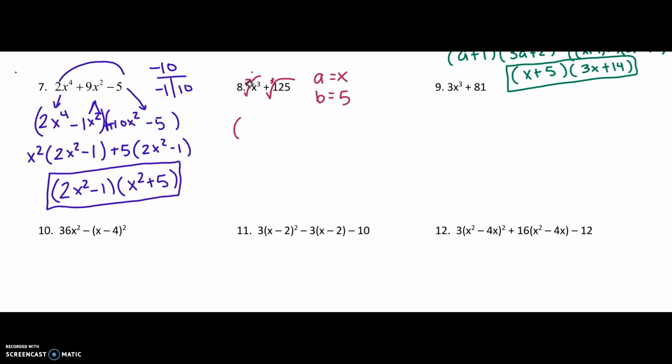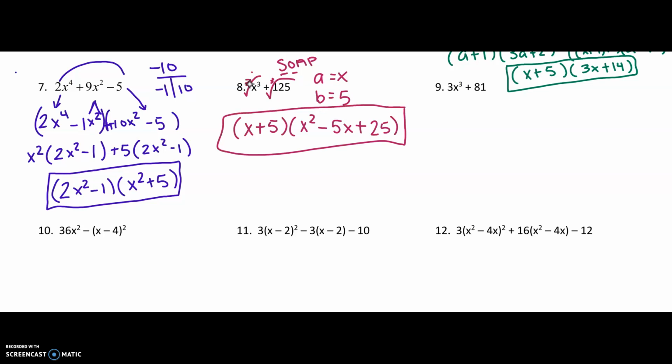Don't forget SOAP, that talks about your signs: same, opposite, and always positive. So the first parenthesis is a binomial, and it's just the cube roots with the same sign as the problem. So I get x plus 5. Then we square x, so that's x squared. The opposite sign of the problem is minus. Multiply a and b, so that's 5x. Always positive, square b, and get 25.